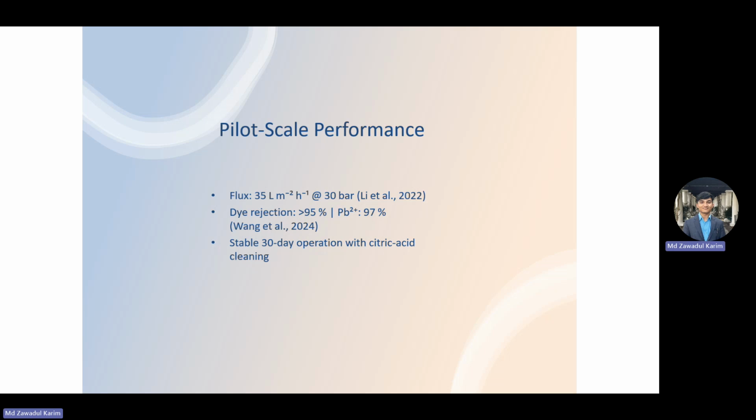In 2022, a pilot run by Lee and colleagues using this exact same cartridge hit 35 liters per square meter per hour at 30 bars of pressure, while rejecting 95% of dye molecules and 97% of lead ions. After 30 days, a simple citric acid rinse restored full flux. No harsh chlorine wash was required, which is typically associated with water resources and water management practices.